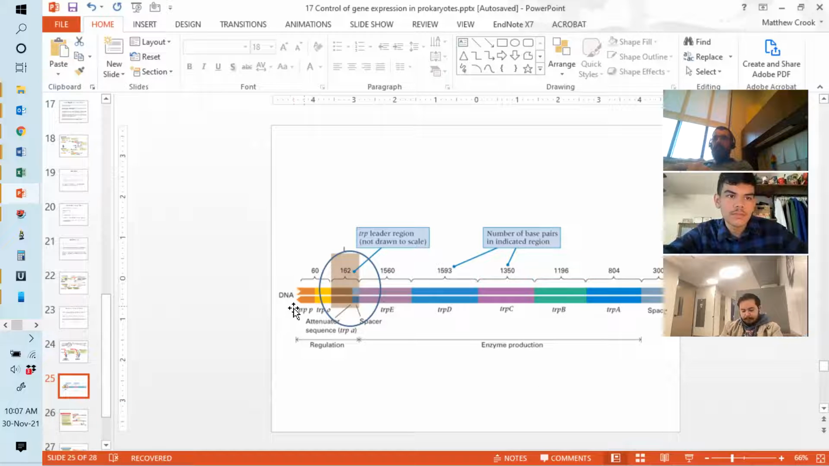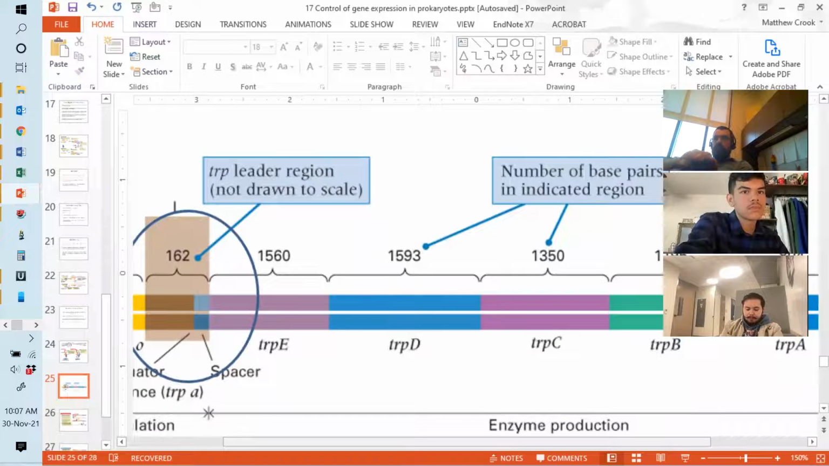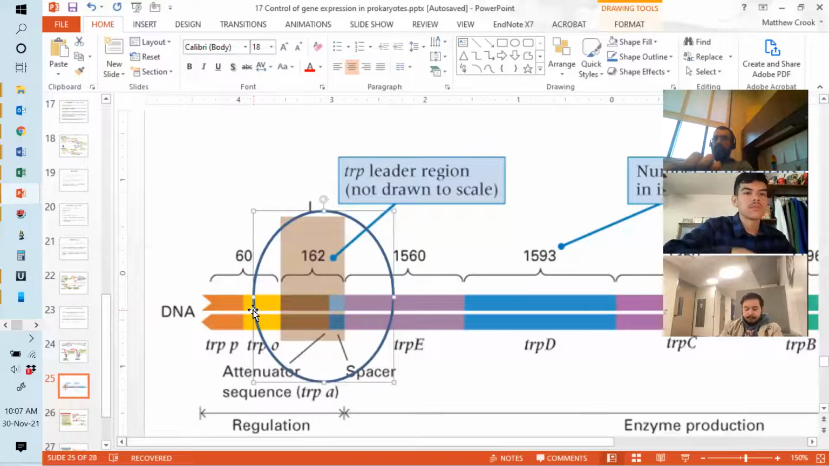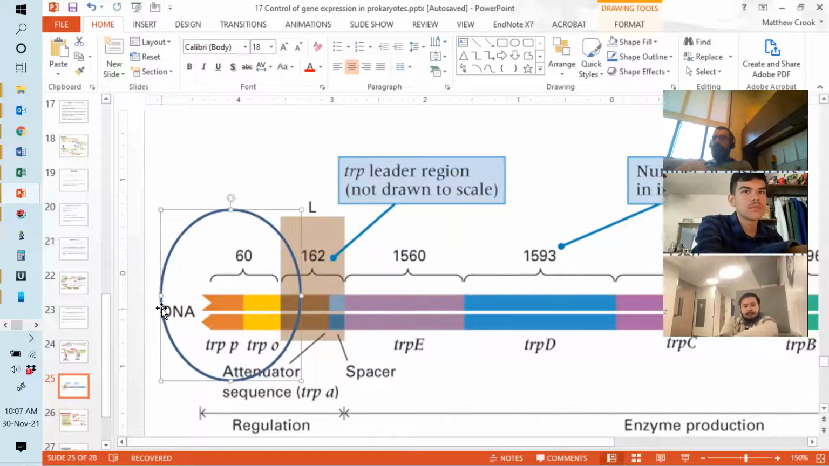So we have the TRP promoter here. We have the TRP operator, right? So this is all about RNA polymerase and TRPR. This bit here. So if TRPR is bound with tryptophan to the operator, no expression happens. It's pretty tight.